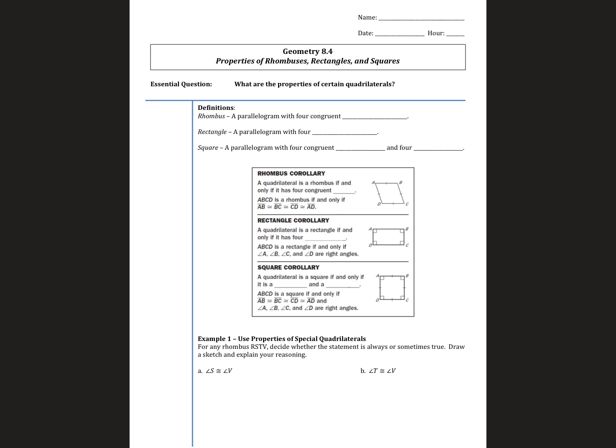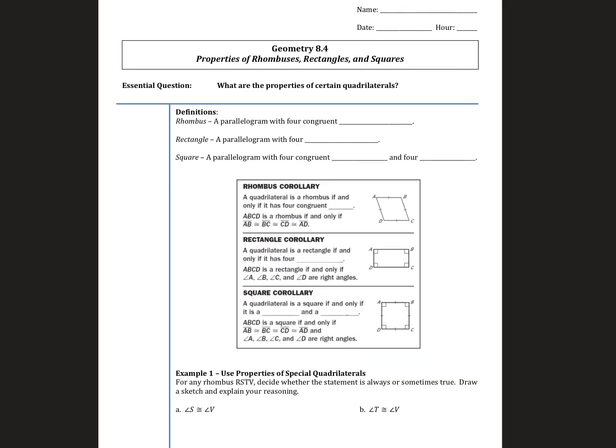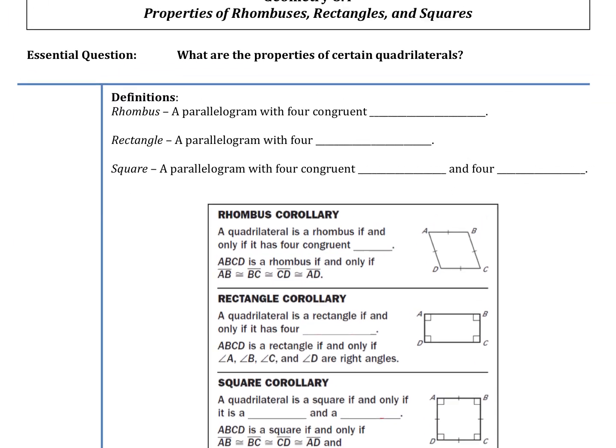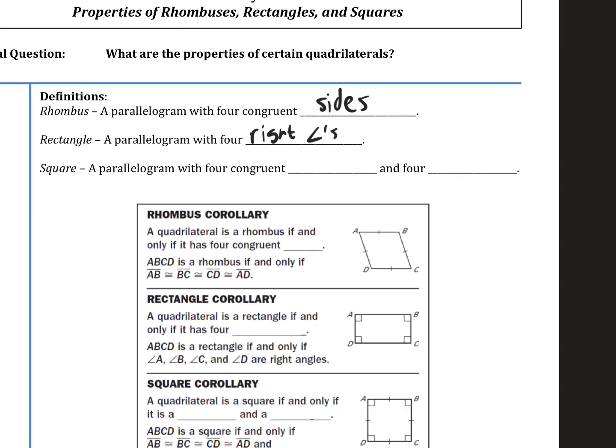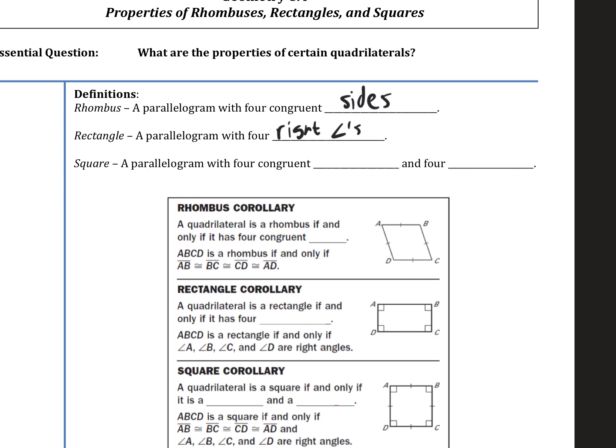So let's talk about different types of shapes here. A rhombus is going to be a parallelogram with four congruent sides. Four congruent what? Sides. All right. A rectangle is a parallelogram with four right angles. And a square is going to be both a rhombus and a rectangle, which means it has what? Four congruent sides and four right angles.